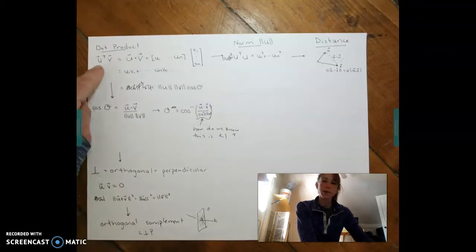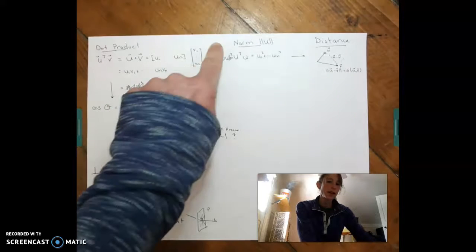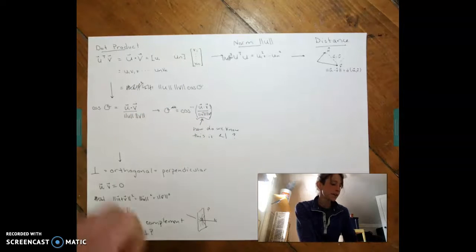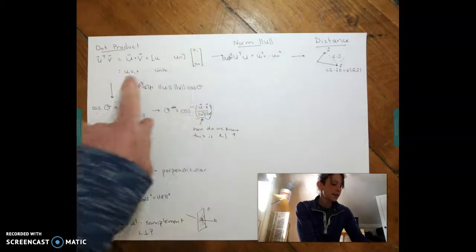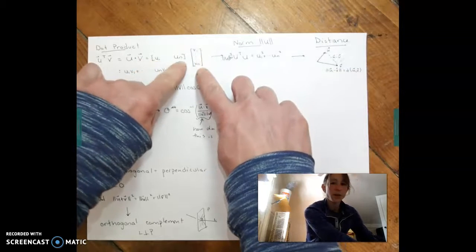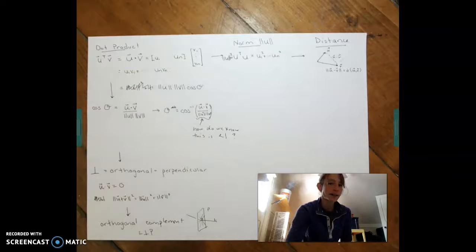We take the transpose of one vector, so we're writing it horizontally, and multiply it by the other vector, which we write vertically. That gives us u1 times v1 plus u2 times v2, all the way down to un times vn. I call that the algebraic definition.